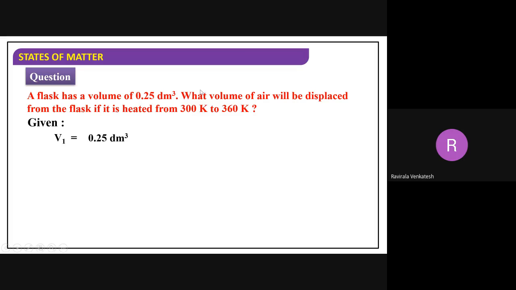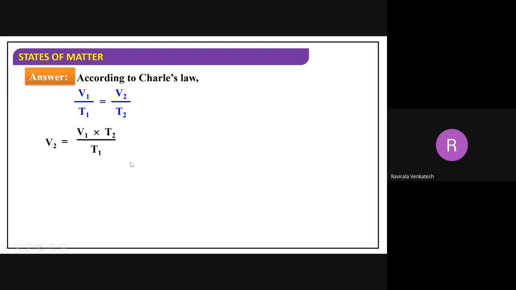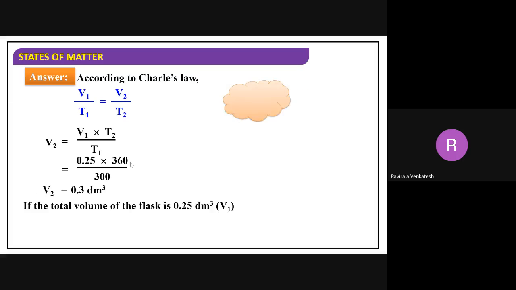Now here also a very simple formula, one more formula. Volume is given 0.25. Temperature 300 to 360. You can do this with the formula very easily. Okay. Right, in this way you will get a number of similar problems.